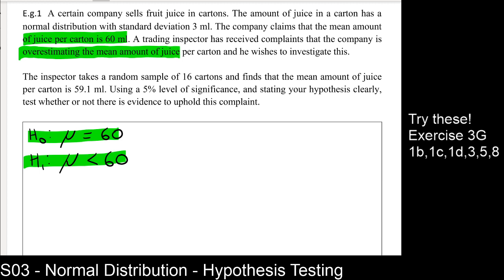So the inspector takes a random sample of 16 cartons and finds that the mean amount of juice per carton is 59.1 millilitres. Using a 5% level of significance and stating your hypothesis clearly, test whether or not there is evidence to uphold this complaint.